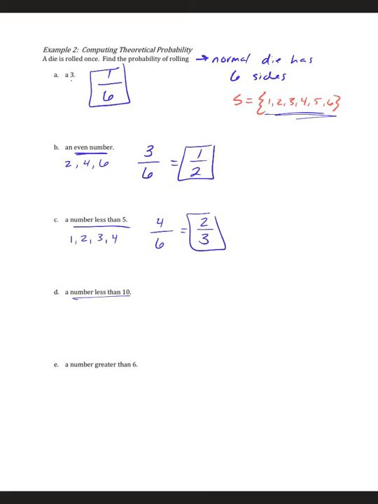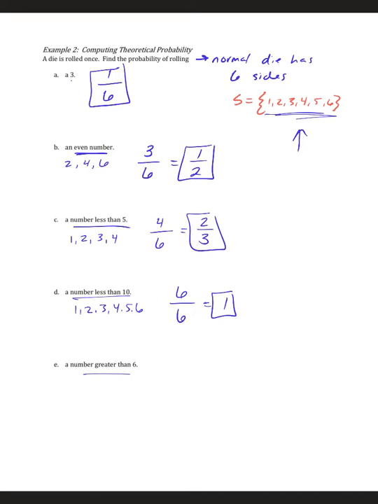A number less than 10. Well, when we look at this setup here, we notice all of them are less than 10. So 1, 2, 3, 4, 5, 6. So that means that you might get a number less than 10, 6 out of 6 total, which would simply be simplified to 1. That's 100% probability that you would roll a number less than 10.